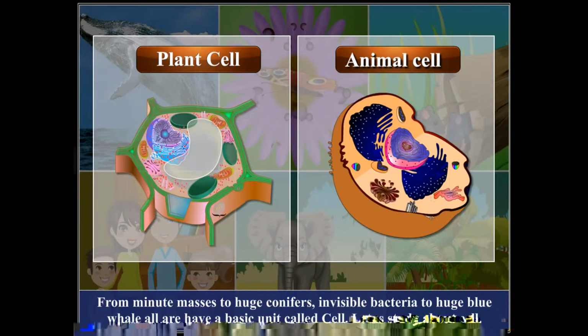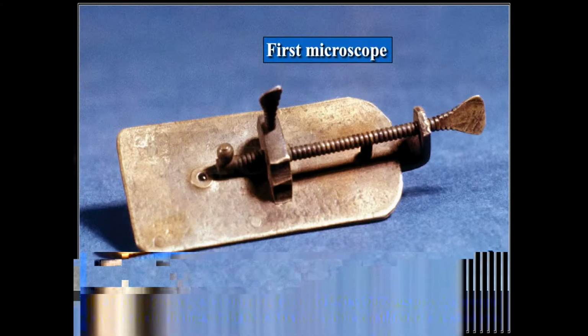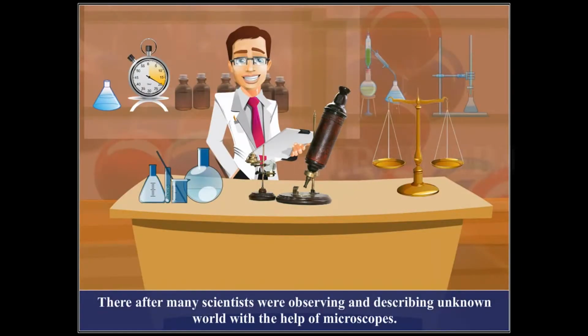Let's study about cell. Before the first microscope was invented around 350 years ago, people were not aware of the living world that was not visible to the naked eye. Thereafter, many scientists were observing and describing unknown world with the help of microscopes.